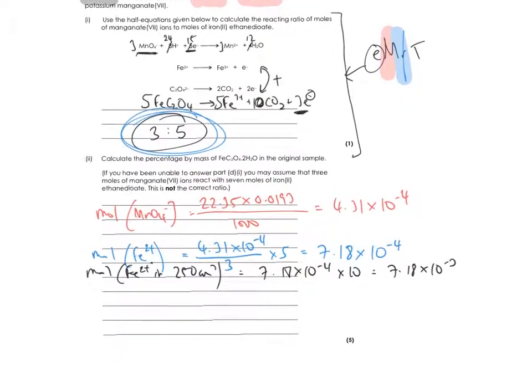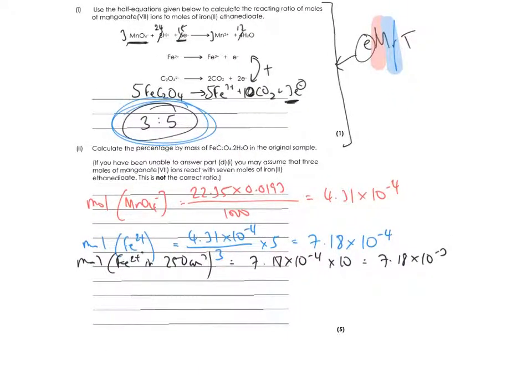And then this is the step where we've just got to take a step back and look at what we're trying to work out. So we're trying to work out the percentage by mass of that. So our triangle that we're going to use needs to have mass in it. So remember, mass equals moles times Mr. So our mass of iron ethanedioate dot 2 water equals the moles of it, 7.18 times 10 to the minus 3, times by the Mr.